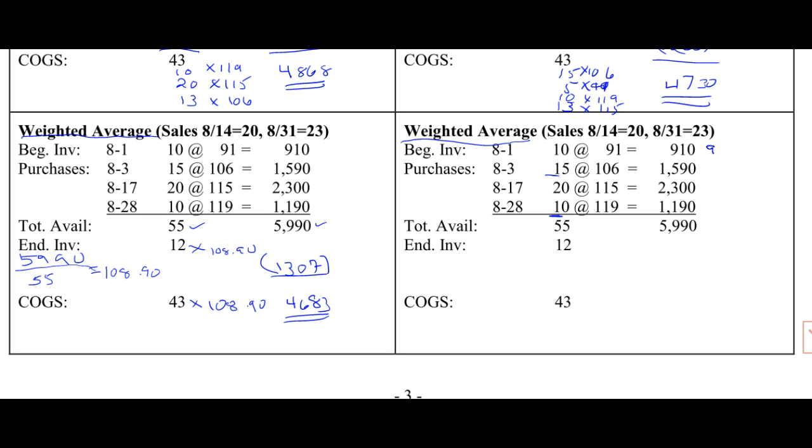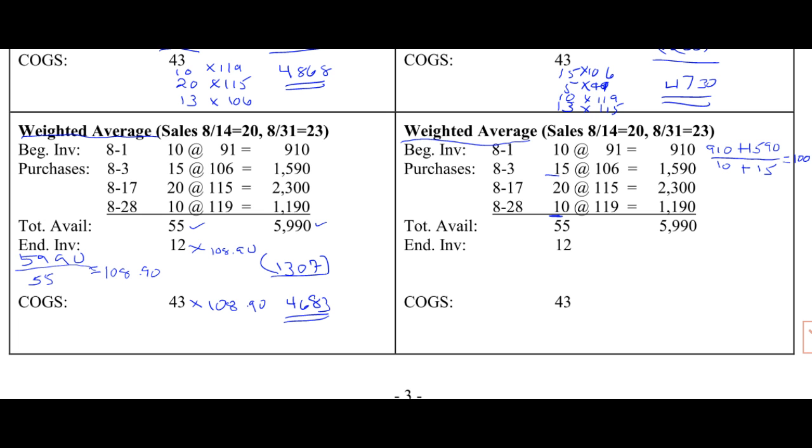We have $910 in our numerator plus 1,590. That's how much we have in inventory right now. How many units do we have? Well, we have 10 plus 15. You can get those numbers from right here: 10 at 91, 15 at 106. If you do the math and divide it out, you'll see that that equals a cost of $100 per unit.